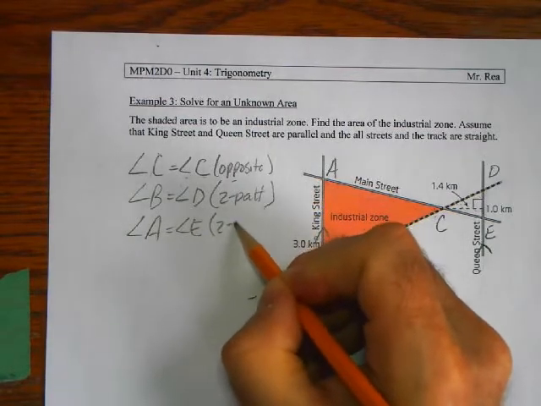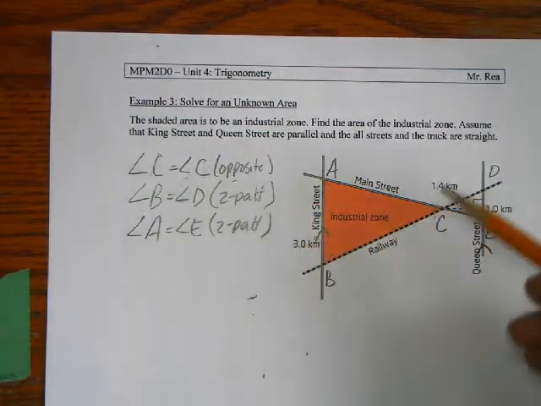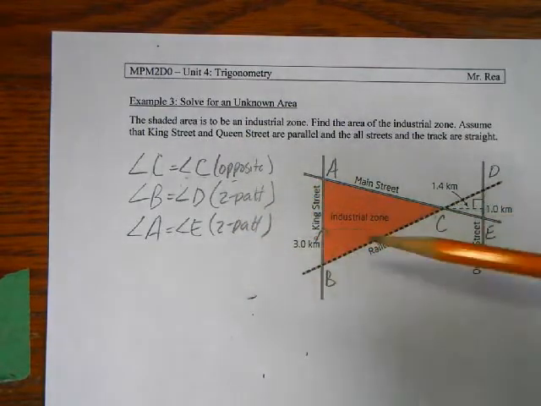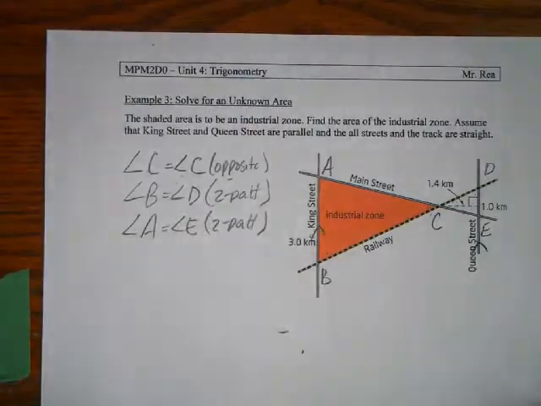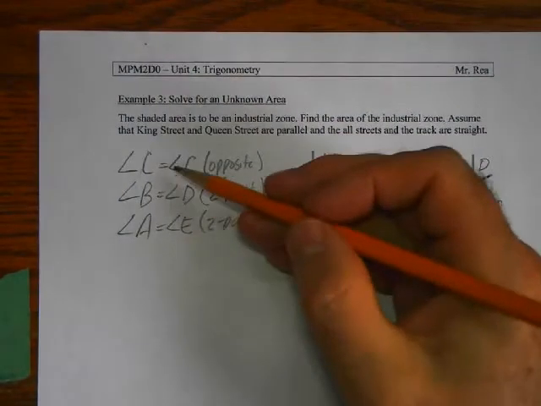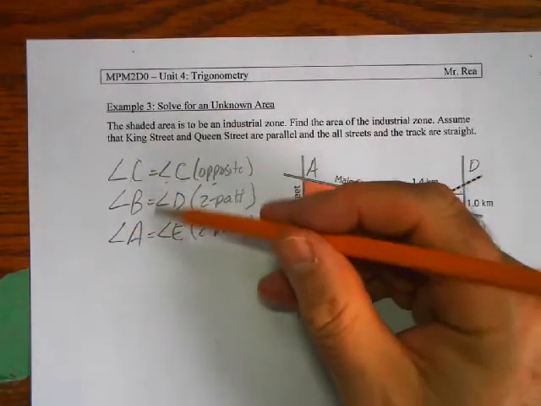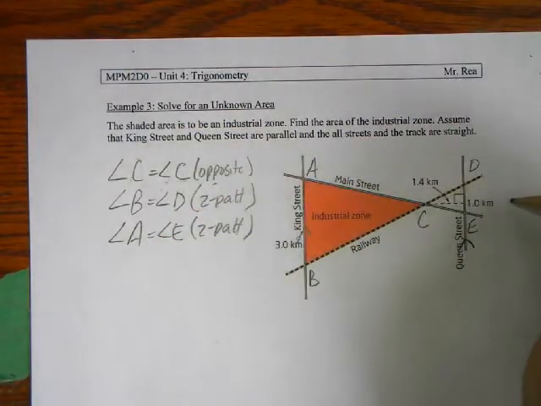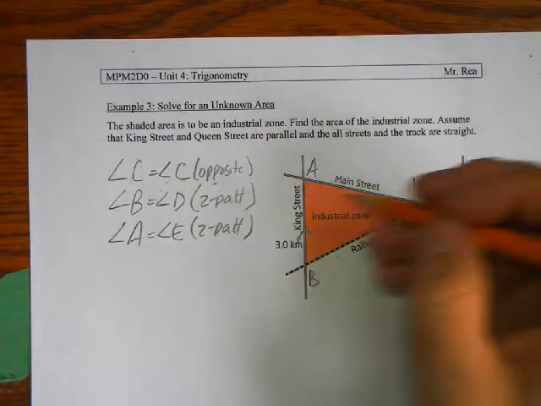Now, if they didn't tell us that those two streets were parallel, we couldn't even do this. So that was extremely important to know. Now, since we've got these three pairs of angles equal, we can conclude that these two triangles are similar, but we have to put it in the right order.